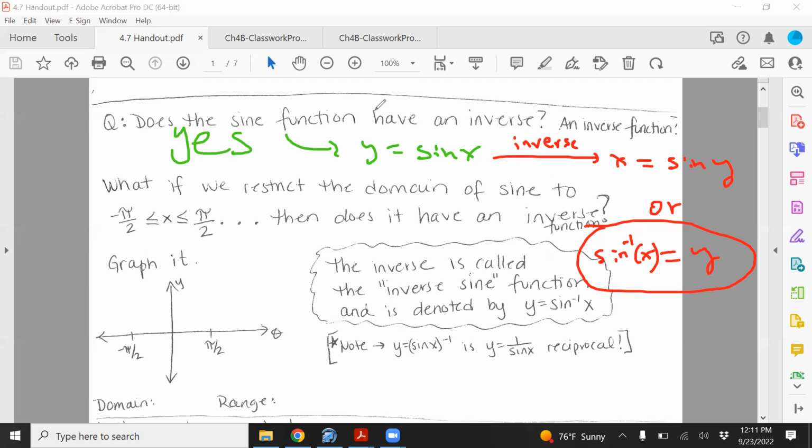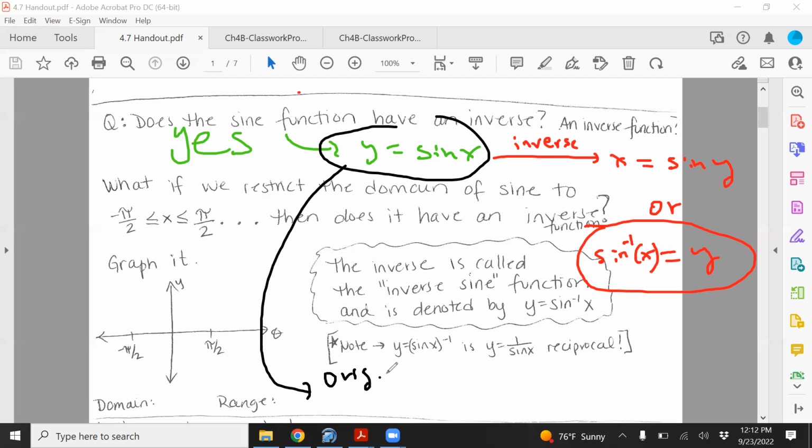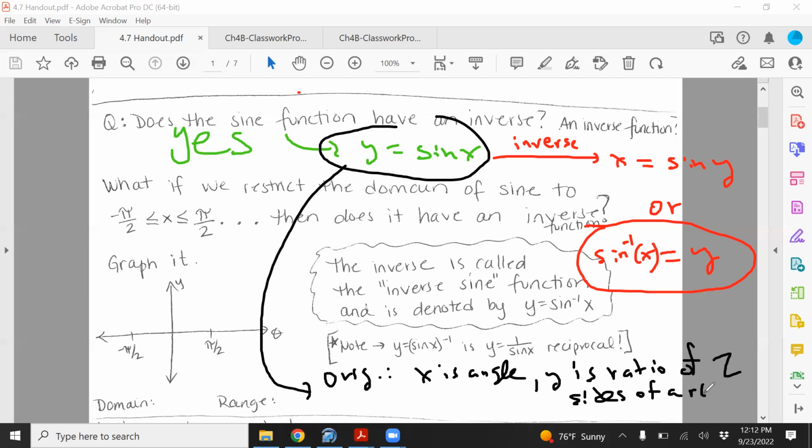So for sine x, this is the part where if you don't follow, you're going to get lost. For the original, x is an angle. y is a ratio of two sides of a right triangle. And that ratio, remember, is opposite over hypotenuse. We know this, right? SOHCAHTOA. Two sides.